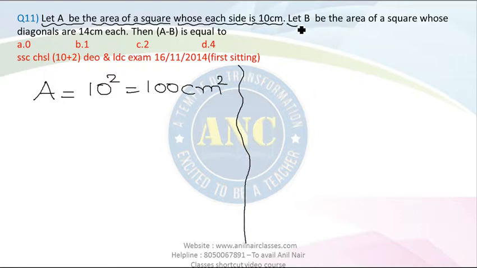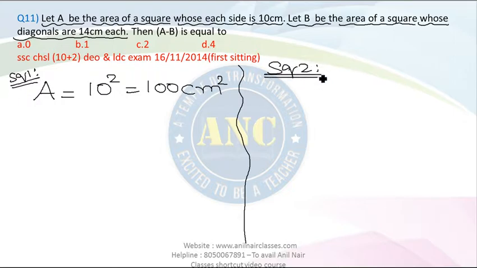Next, let capital B be the area of a square whose diagonals are 14 centimeter each. That means there is another square. This is my square 1, right? This is my square 1 and I have my second square.